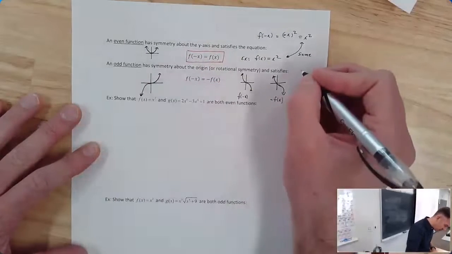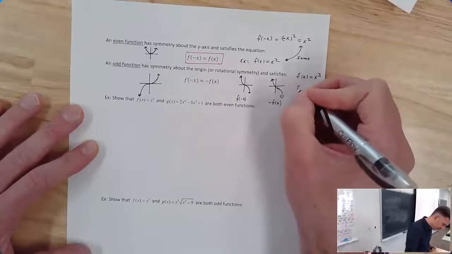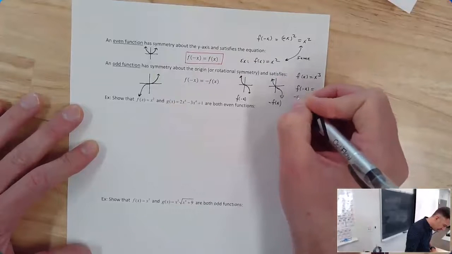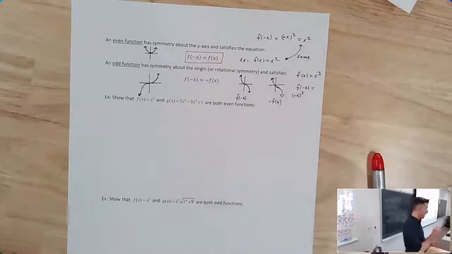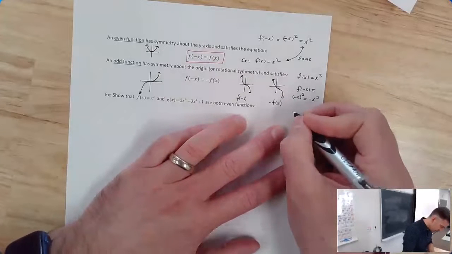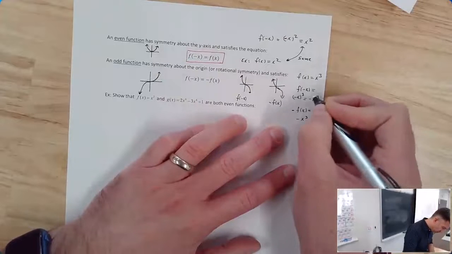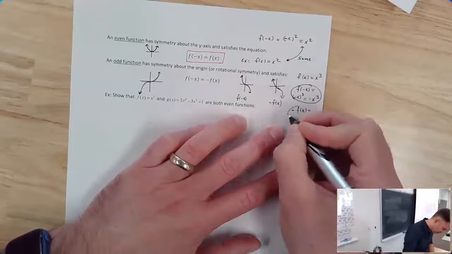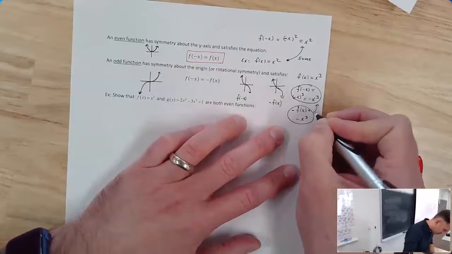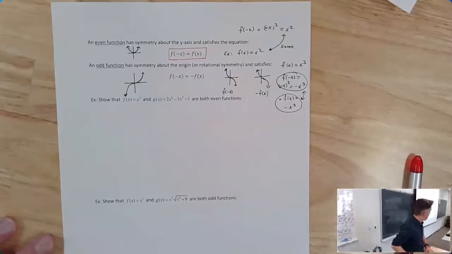So if our function is x cubed, f of negative x is negative x quantity cubed, and a negative x times a negative x times a negative x is a negative x cubed, versus negative f of x is just negative x cubed. Oh, look, once again, these are the same. So showing those are the same is how you show a function is odd.